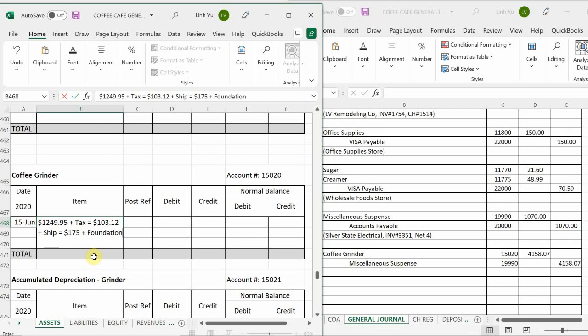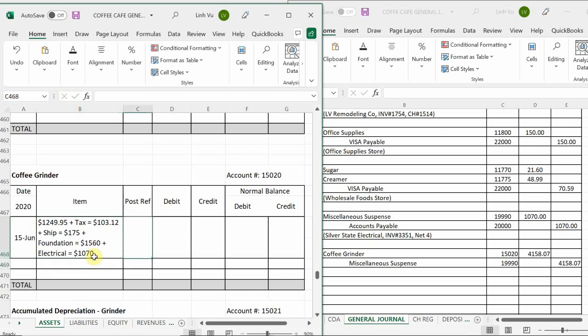Plus, we had to do the foundation, which was 1560, plus electrical for 1070. Okay. We are on journal number 5, and the total amount for 41,580.7.